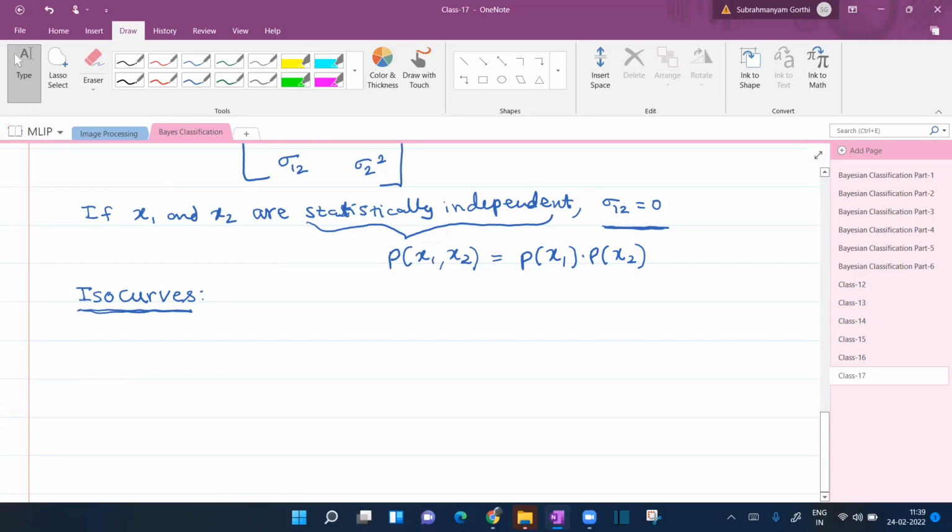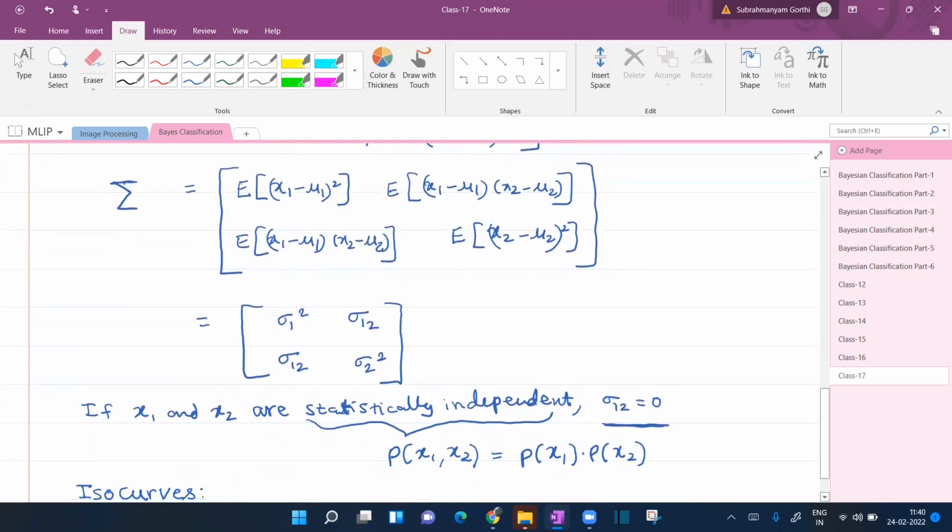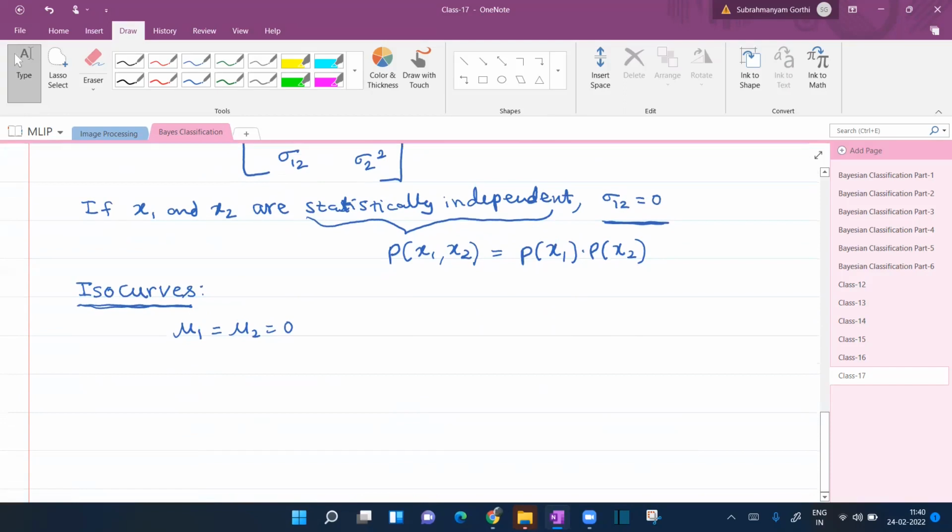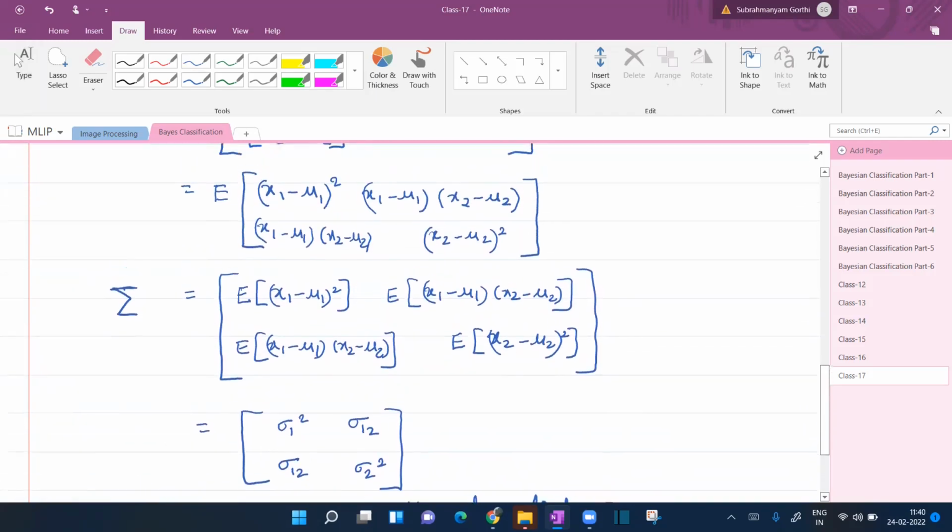So what is the exercise that we are going to do now? Let's assume that your mu1 and mu2 are 0. So you have a zero-mean distribution. This 2D Gaussian distribution is centered at 0 comma 0. What does this mean? This distribution for a given class is centered at 0 comma 0. That's all. Otherwise it will just be translated to some other point.